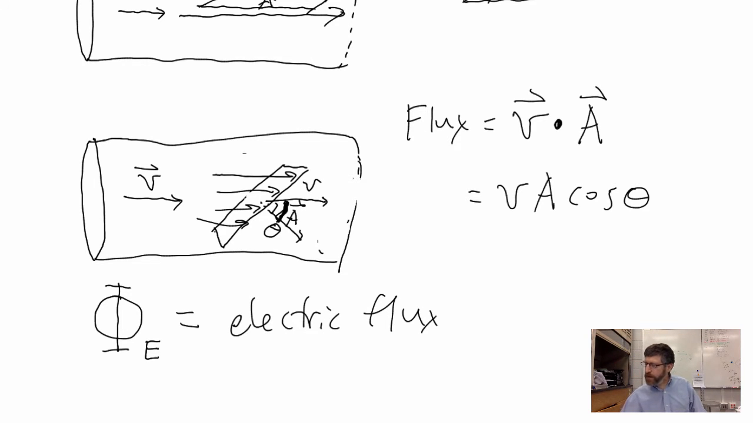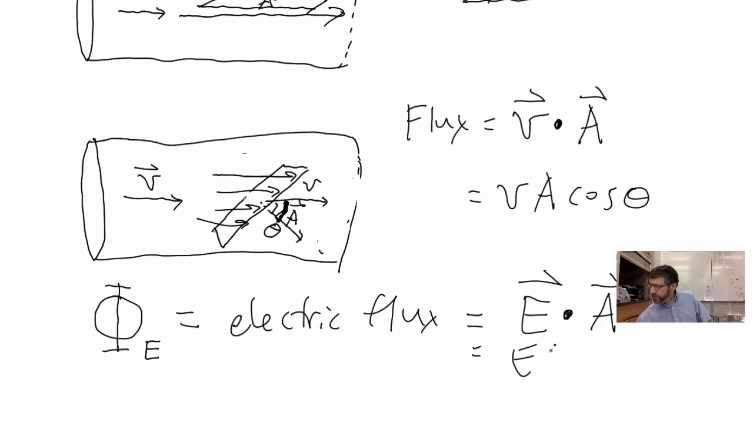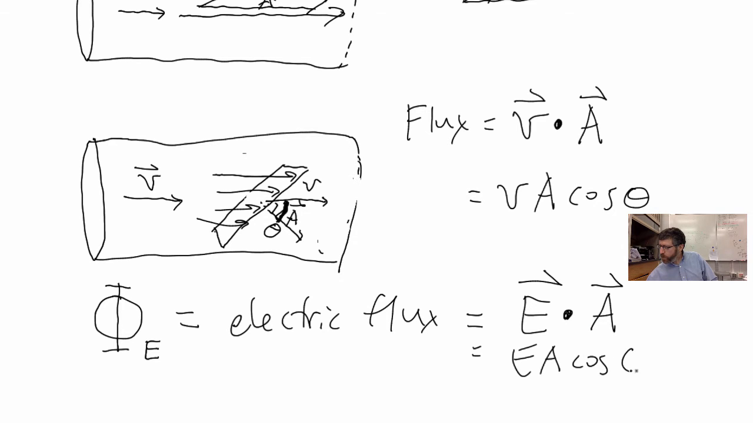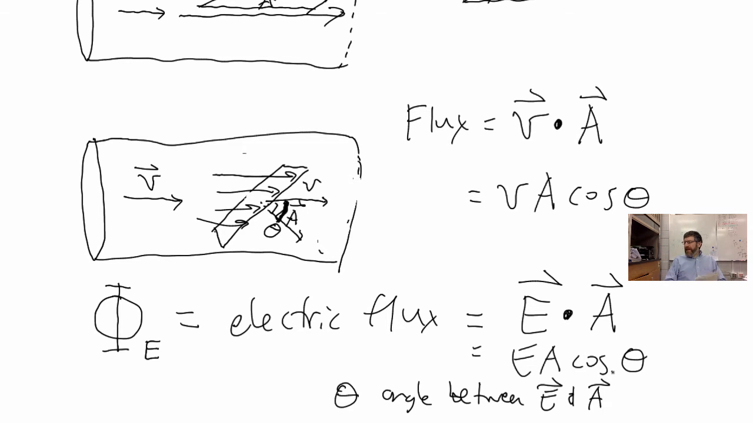And electric flux is equal to, or defined as, E dotted on A, or EA cosine theta, where theta is the angle between E and A. Theta is the angle between the E vector and the A vector. Now, this is true only for uniform electric fields.